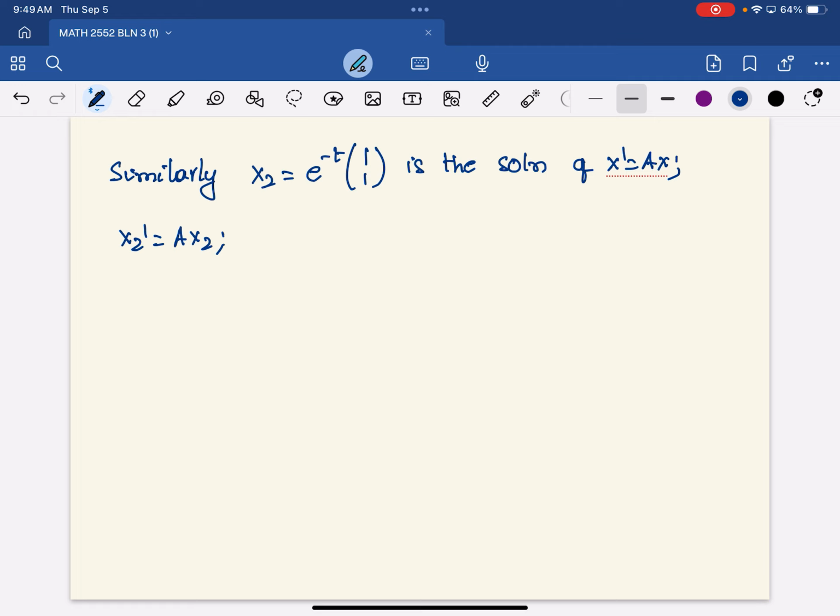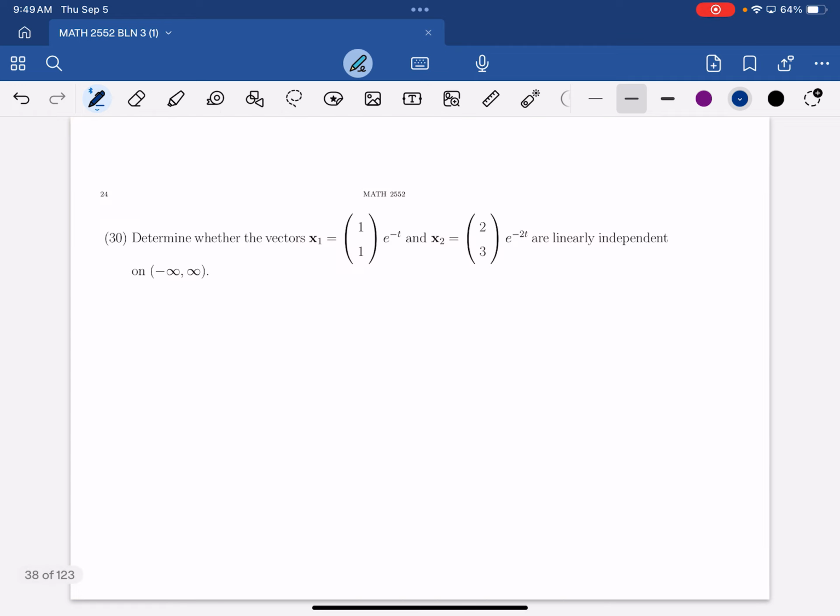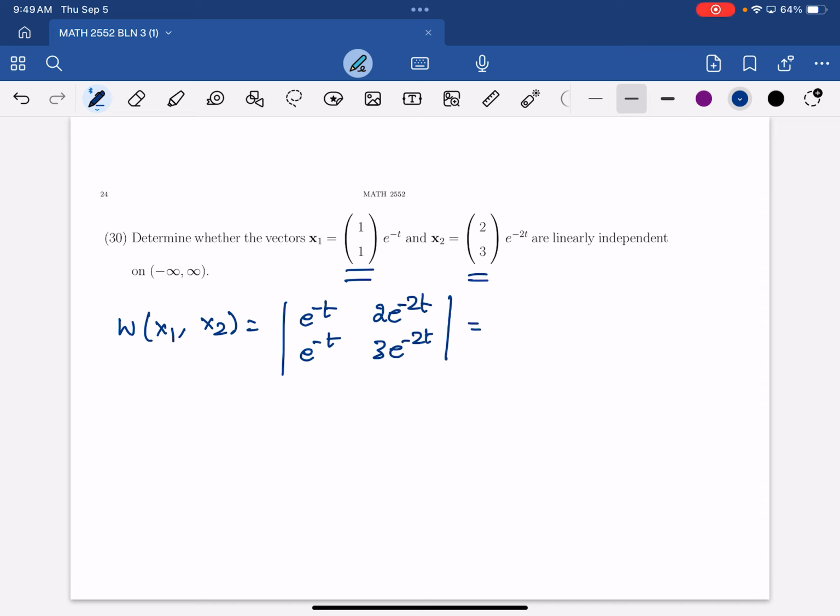Okay. Then the next thing I want to tell you is that these two vectors are linearly independent, and we discussed in the last class you can establish linear independence if the determinant is non-zero or if the Wronskian is non-zero. So in this case you get e^(-t), e^(-t), and 2e^(-2t) and 3e^(-2t). When you find the determinant, what you get is 3e^(-3t) minus 2e^(-3t), and you will see that's not equal to 0. So the Wronskian is not 0.